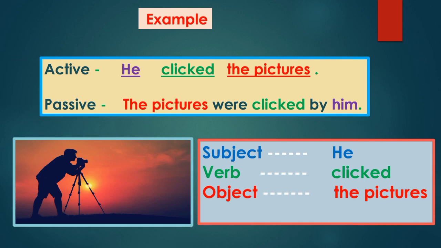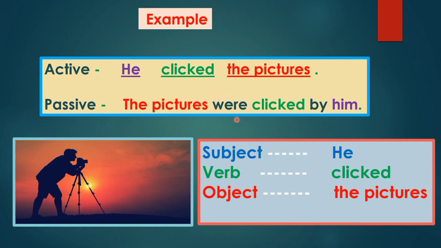Let us have another example. He clicked the pictures. So he is the subject here. Clicked is the verb used, the pictures, the object. So we have to interchange the position of subject and object. So by changing the position, the pictures will come forward.